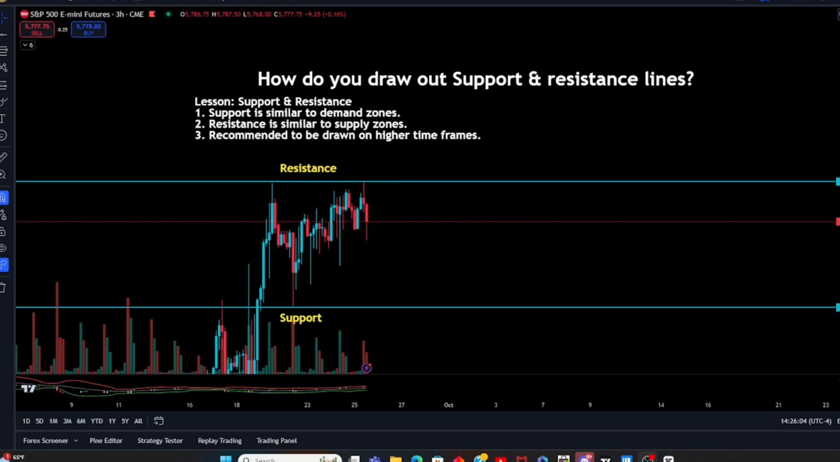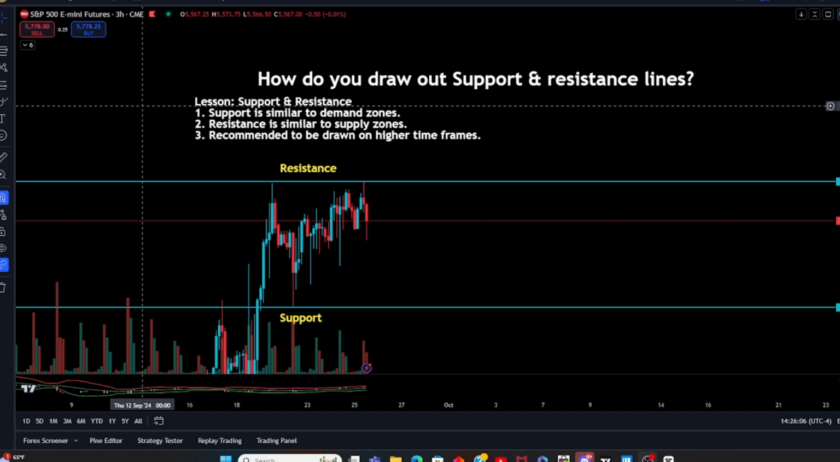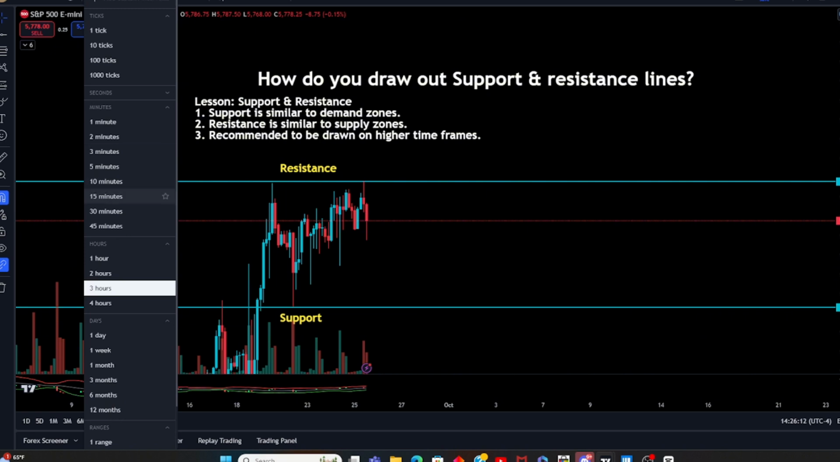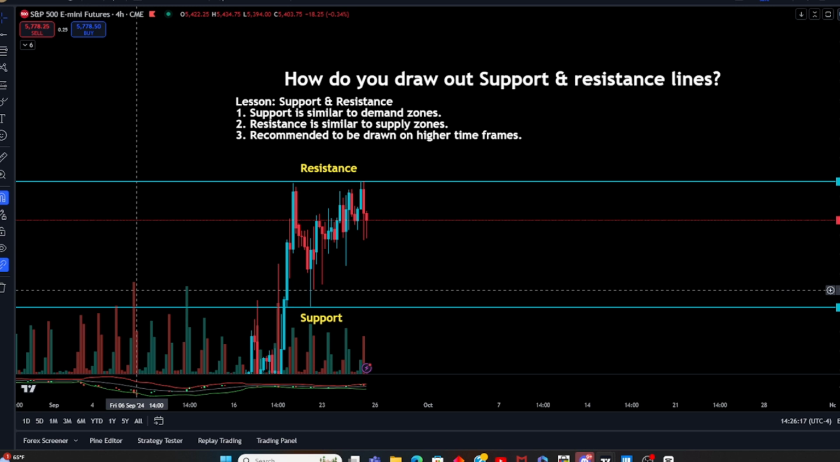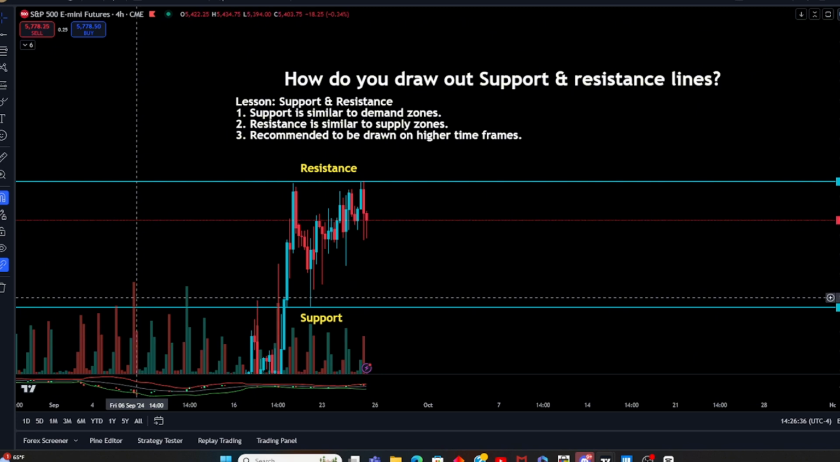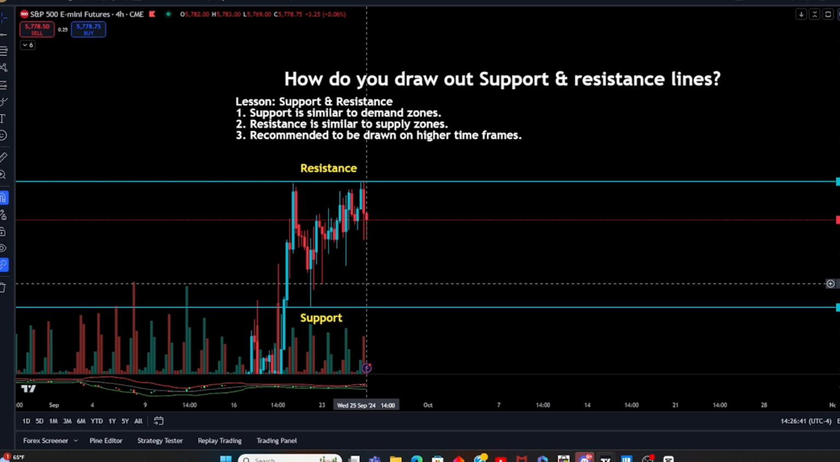As new traders, you might wonder what's the best time frame to draw out these support and resistance lines. Since I'm a day trader, I start at the 4 hour and I work myself down. But if you're swing trading, you're probably looking at the 4 hour time frame and higher: the 4 hour, the daily, the weekly, and the monthly. It all depends on what exactly your trading style is. If you're scalping, most scalpers are looking at the 5, the 2 minute, and even the 1 minute. And that's how they're drawing out their resistance and support lines.